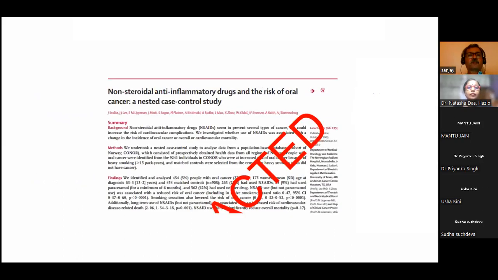This was not the first time this had happened. Sudbo in 2006 had done the same thing to the Lancet. He published this paper, which was then discovered to be fraud and was then retracted.